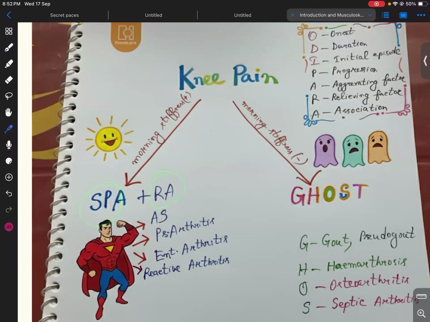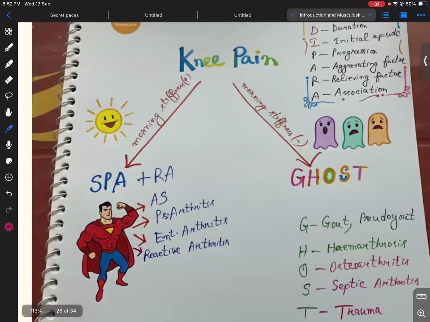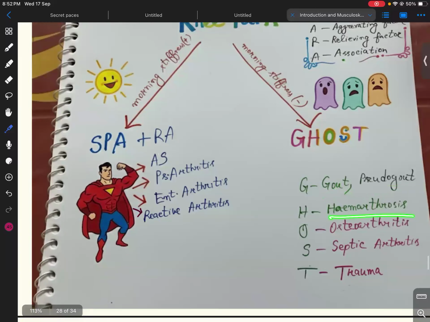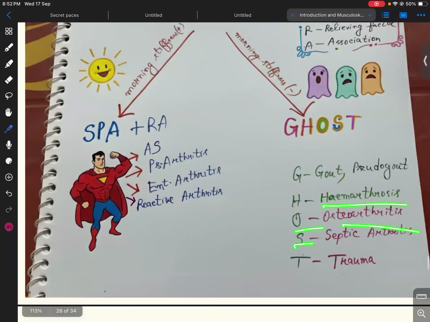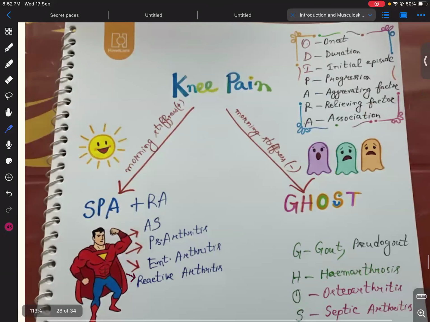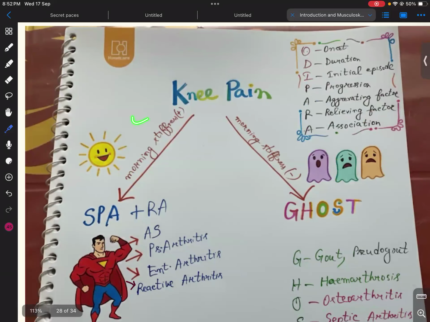So there are 4 spondyloarthritis I have already discussed in the case of low back pain. Then if there is no morning stiffness, then this is mechanical. And the mnemonic for mechanical causes of knee pain is GHOST. This is my mnemonic. So what goes for GHOST? G goes for gout, pseudogout. H goes for hemarthrosis, O osteoarthritis, S goes for septic arthritis, and T goes for trauma. I will discuss one by one how to exclude each one of them. So apart from this, after asking the morning stiffness, you have to analyze the symptom using the OD-para. And you have to grade the pain using the LICO.